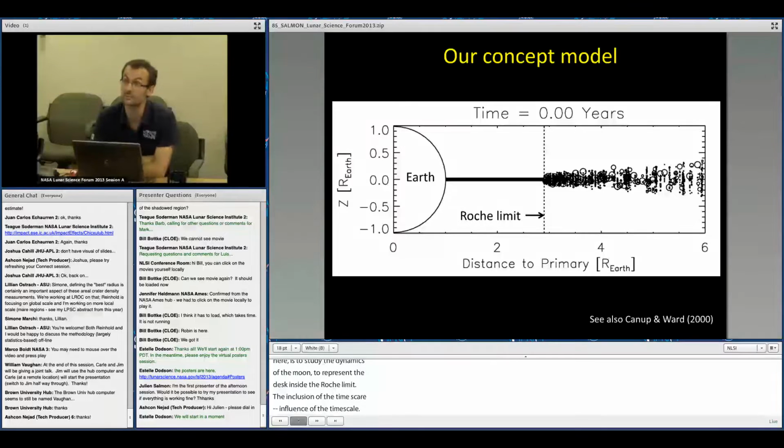So the conceptual model we have developed is represented here. You have the Earth obviously here, and we modeled the material within the Roche limit.